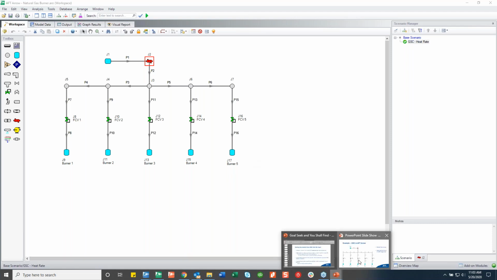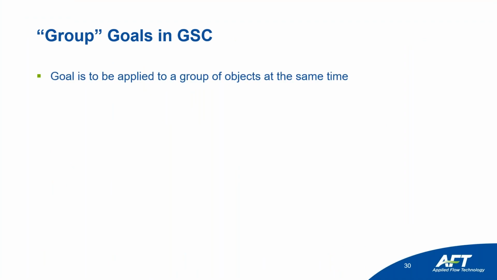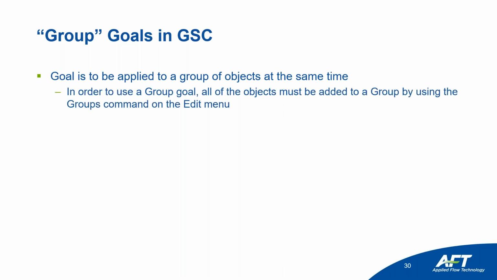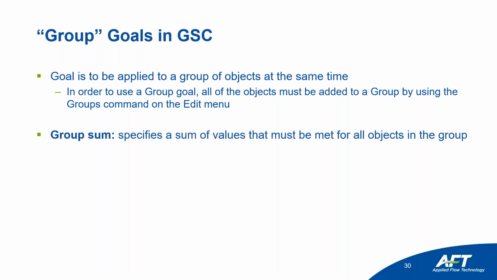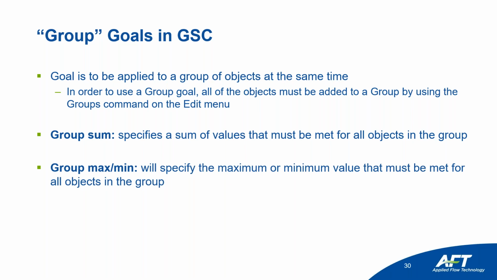So this brings us to the topic of group goals, right? A goal can be applied to a group of objects at the same time. So all of those pipes can be one goal. In order to use a group goal, all of the objects must be added to a group by using the groups command on the edit menu. There are two types of group goals. There's the sum, which takes the value for each one of the objects in the group and adds it up and says it needs to be this value. A group max or min will specify the maximum or minimum value that can be met in all objects of the group. And you'll see there's nothing here that says just goal.